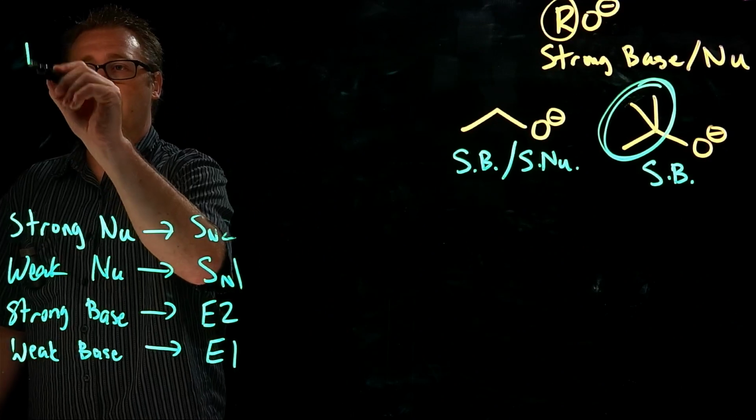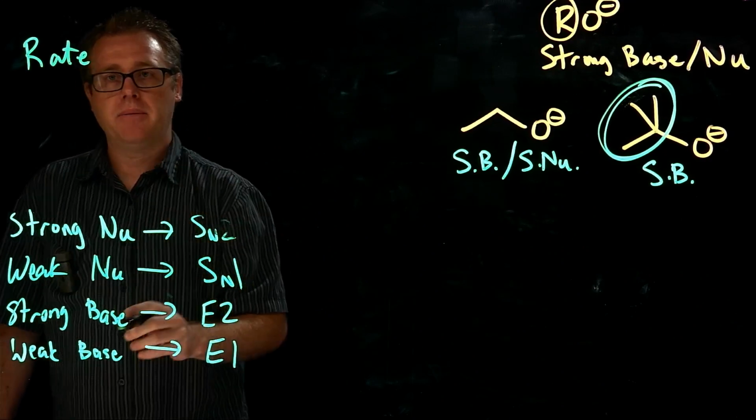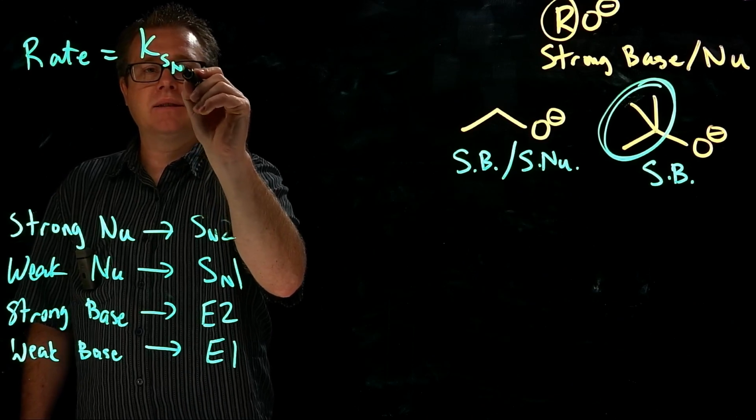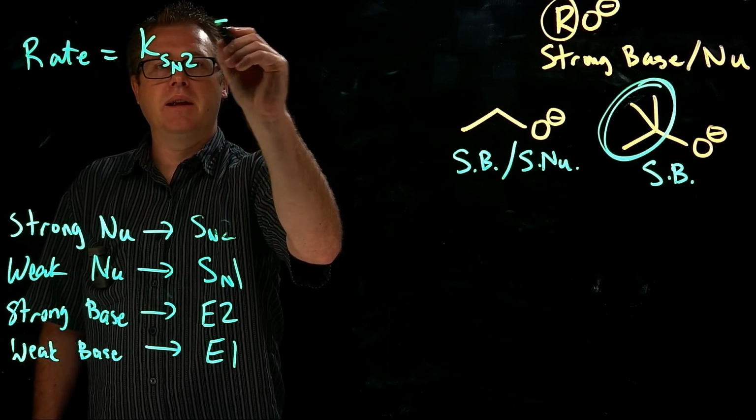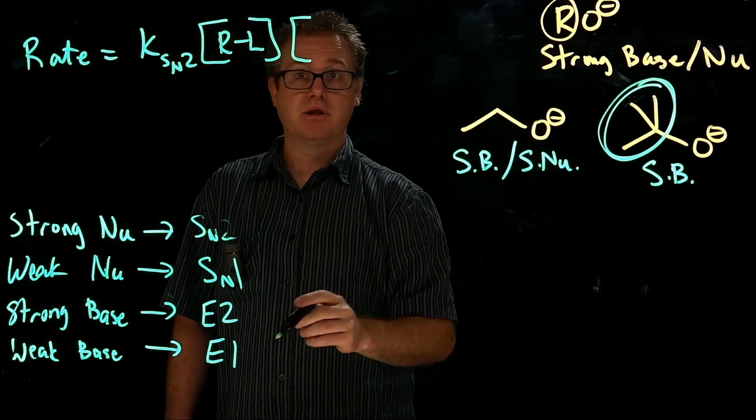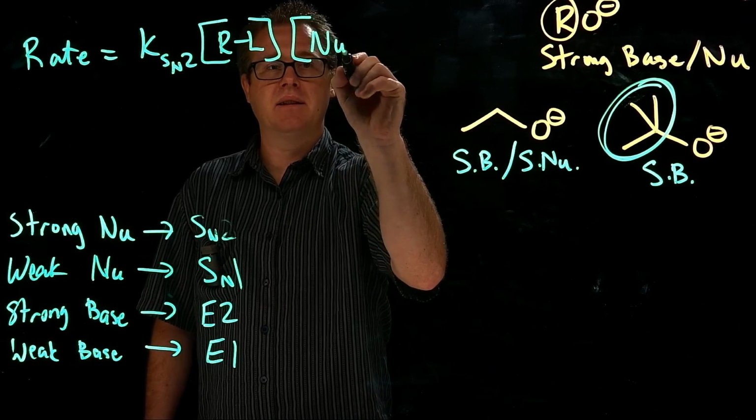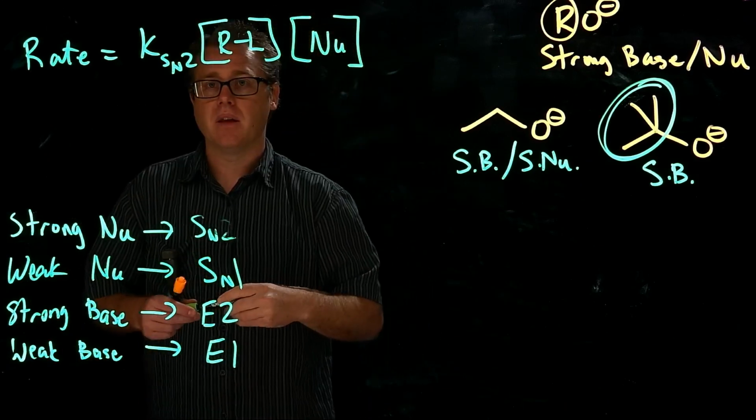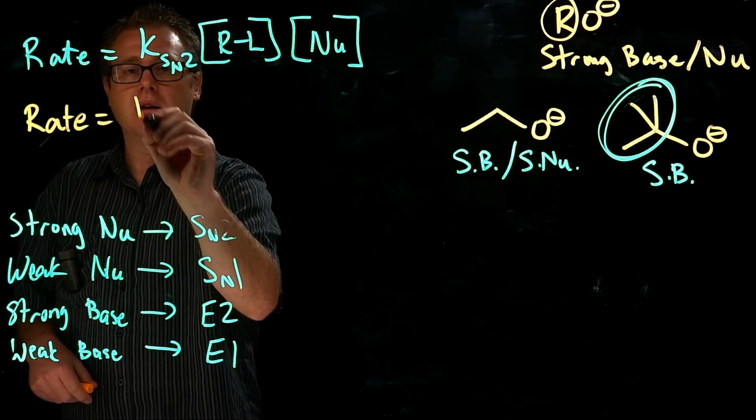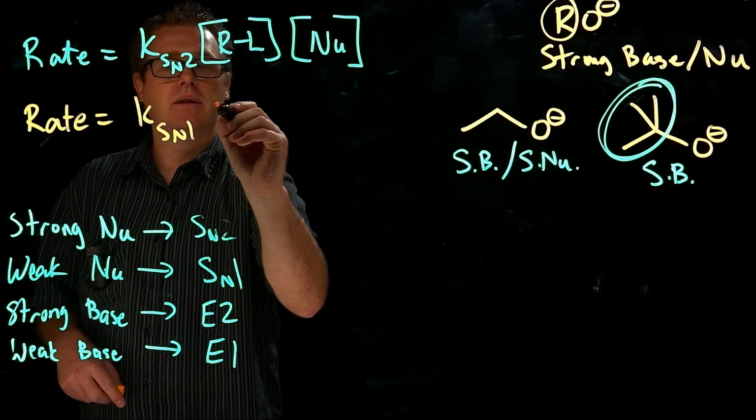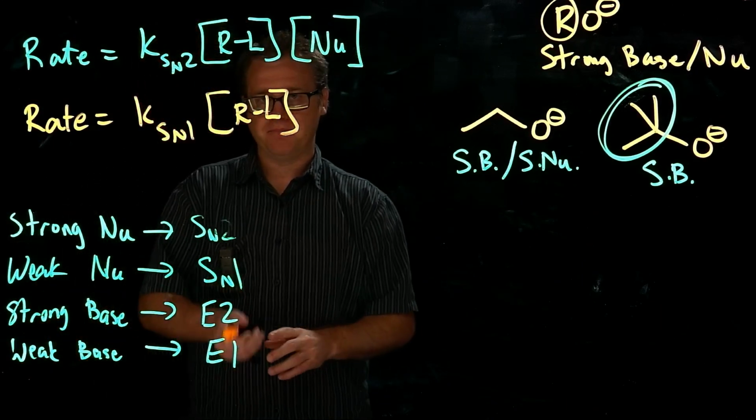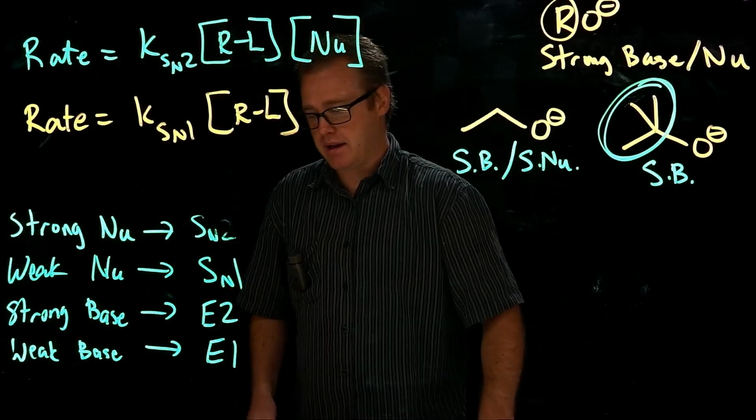So recall when we were looking at the rates, okay? And let's look at the rate of an SN2. What's the rate dependent upon? The concentration of the alkyl halide and the concentration of the attacking species. And in this case, it's going to be a nucleophile. But when you compare that to the rate of an SN1, that's only dependent upon the concentration of the alkyl halide.